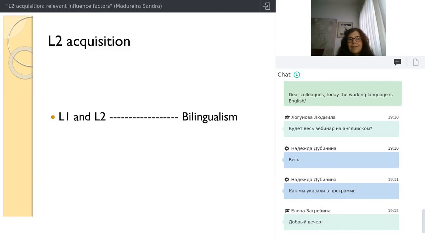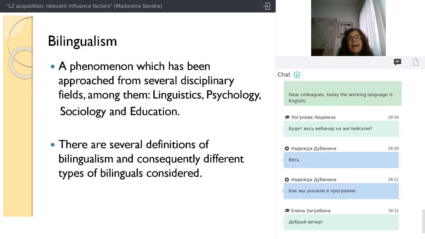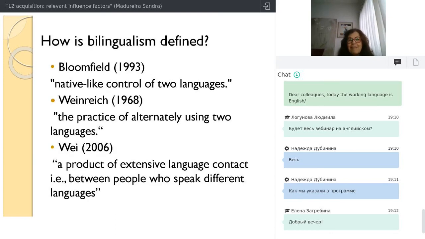And then, okay, let's start our topic today, that is L2 acquisition. So L2 acquisition means there is an L1 and L2, and that leads to bilingualism. And well, bilingualism is a phenomenon which has been approached by several disciplines: linguistics, psychology, sociology, and education. And of course, there are several definitions of bilingualism. And consequently, different types of bilinguals are considered. So I'm going to show you some of the definitions to give you this idea of bilingualism.